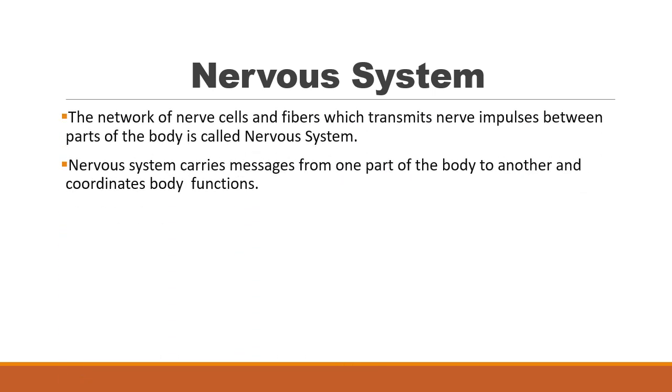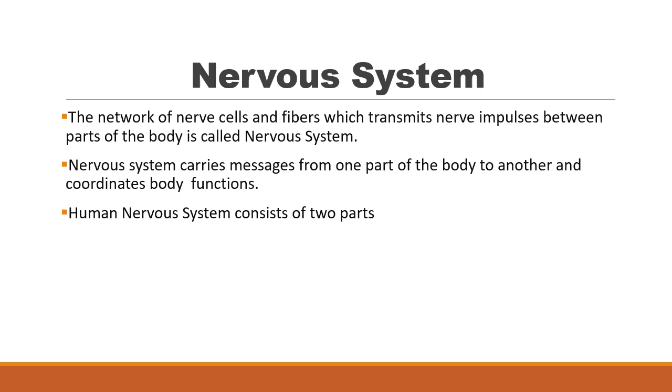Now the nervous system. What is the nervous system? The network of nerve cells and fibers which transmits nerve impulses between parts of the body is called the nervous system. The nervous system carries messages from one part of the body to another and coordinates the body functions.